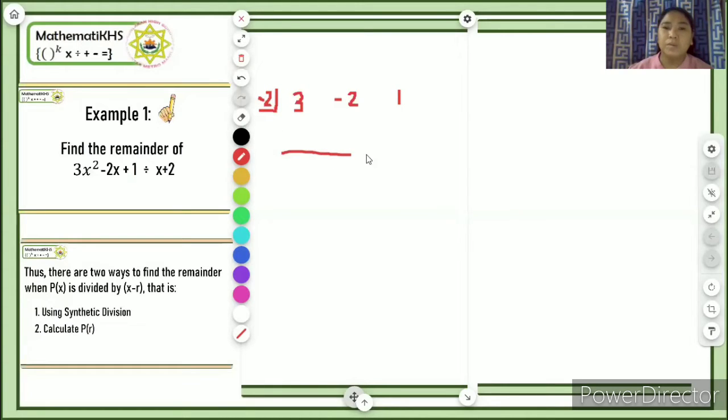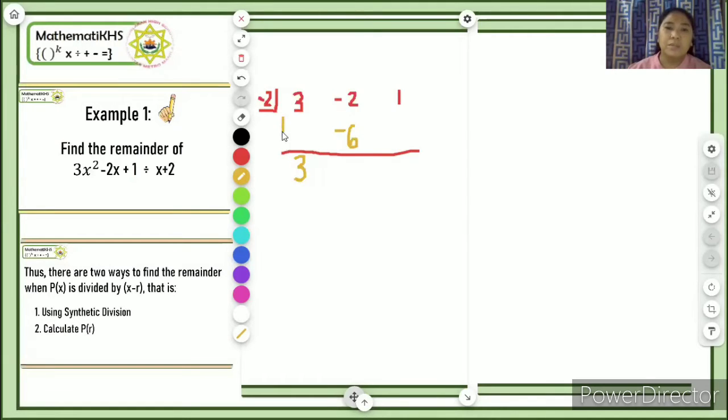Then we're going to draw a horizontal line so that we can divide the answer. First, we're going to bring down 3, since yung 3 yung ating unang numerical coefficient. Ilalagay natin siya dito sa ibaba. Then proceed to multiplication. Yung ating first numerical coefficient will be multiplied by negative 2. So 3 times negative 2 is negative 6. Ilalagay natin yan dito sa ating second column, so we have negative 6.